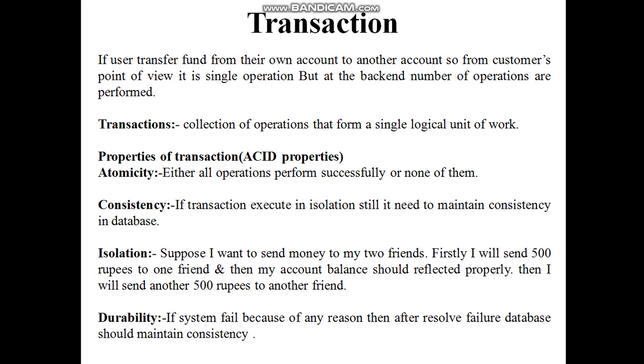Durability means if the system fails for some reason, then after resolving the failure the database should maintain the consistency. That means if our system fails and before the failure my account balance is, let's say, $50, then after recovery of the system, that balance should be reflected correctly, which is $50.